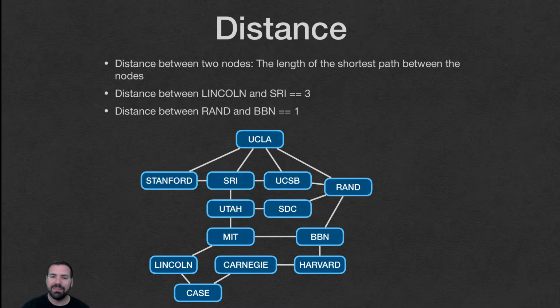And if two nodes are connected by an edge, like RAND and BBN, then their distance is 1. The path from RAND to BBN is just go right from RAND to BBN. That's a path with one edge, two nodes. So that's a path of length 1, and you're not going to find a path shorter than 1. So that's the shortest path. So the distance between them is 1. The only way to get a path less than length 1 is if you're finding the distance from a node to itself. From SRI to SRI, the path is just SRI. 0 edges, 1 node. So the length of the path is 0, and the distance of a node to itself is 0.